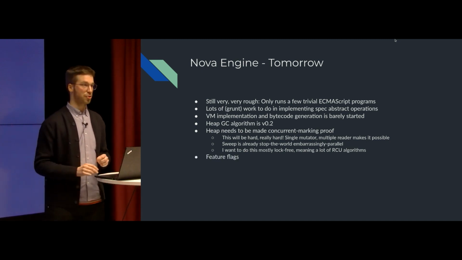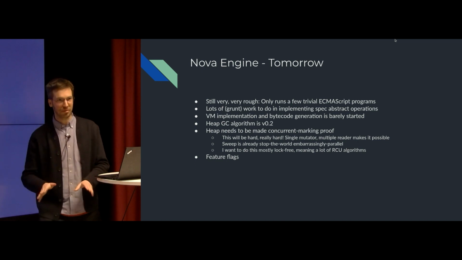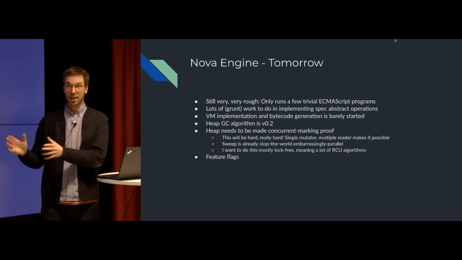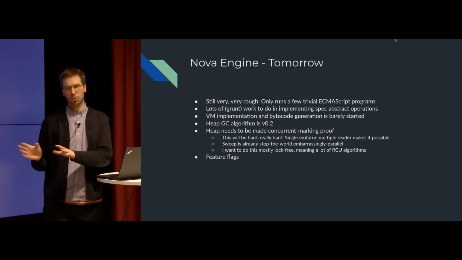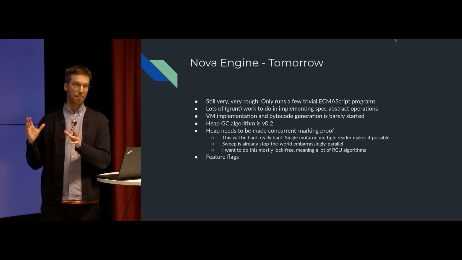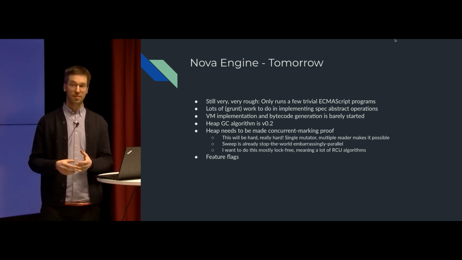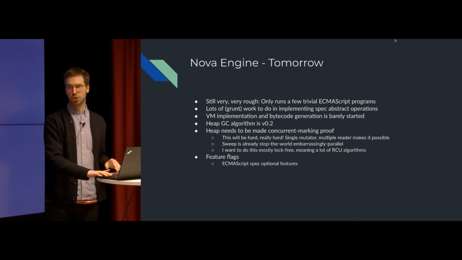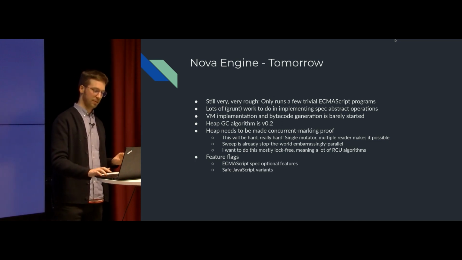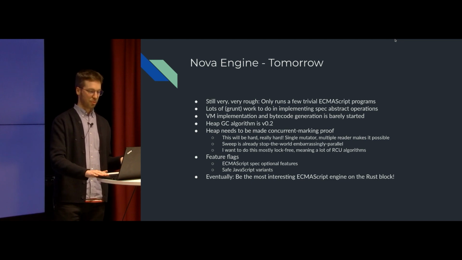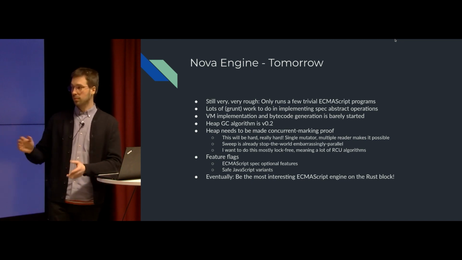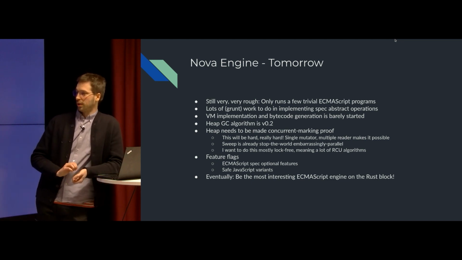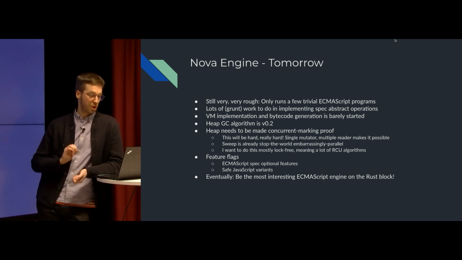Also, I want to do feature flags, a lot of feature flags, so every feature flag possible. The 8-bit indexes, that would be lovely as a feature flag. Automatically frozen prototypes, feature flag, yes. ECMAScript optional features, feature flag. Safe JavaScript variants. And eventually I want to be the most interesting ECMAScript engine on the Rust block.